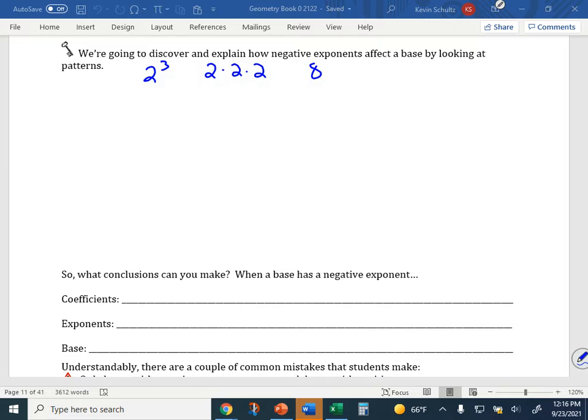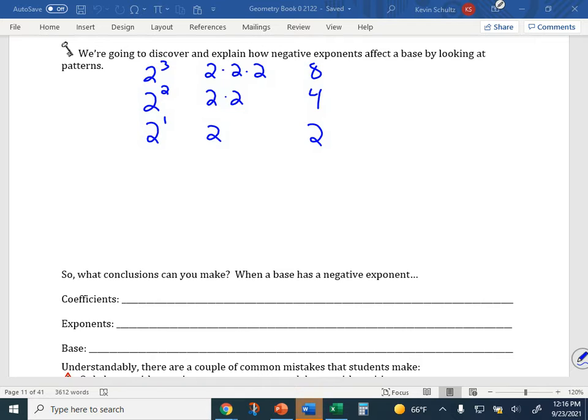When we decrease our exponent by 1, eventually we're going to go negative, right? So let's just see what happens when we start that. So instead of 2 cubed, we have 2 squared, which in expanded form is 2 times 2. And that gives us 4. Decrease the power by 1 again. 2 to the first is just a 2, which is the value of 2.